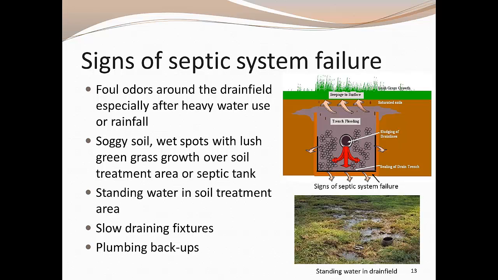Bad odors are one sign that your septic system may be failing, especially after heavy water usage or rainfall, along with soggy wet soils, wet spots with lush green grass growth over the soil treatment area or septic tank, and standing water in the soil treatment area. These are all possible signs of septic system failure. If you notice that household fixtures are draining slowly or you are experiencing plumbing backups, the cause could also be a septic system failure. When high levels of coliform, which is a type of bacteria, are found in well water, the septic system should be inspected to ensure it's not the source of contamination of the well water.